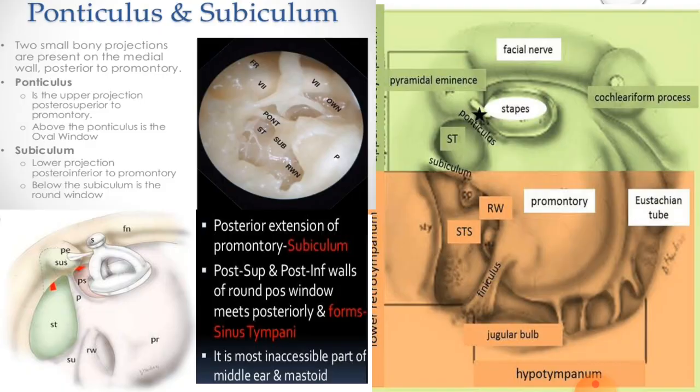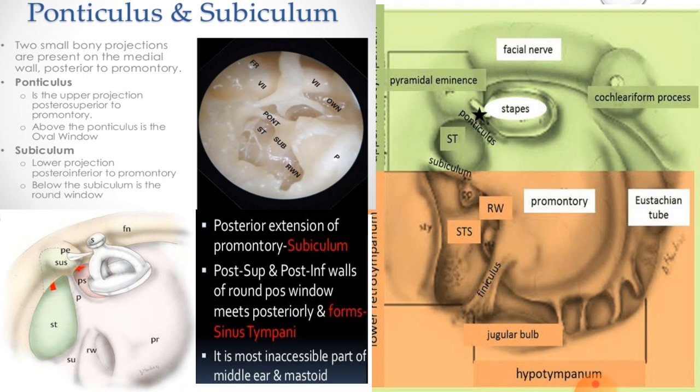Now I told you that I'm going to tell you about the ponticulus and subiculum. Ponticulus and subiculum are two small bony projections which are present on the medial wall of the tympanic cavity posterior to the promontory. Ponticulus is the upper projection, postero-superior to the promontory. Above the ponticulus is the oval window. Subiculum is the lower projection, postero-inferior to the promontory. Below the subiculum is the round window.